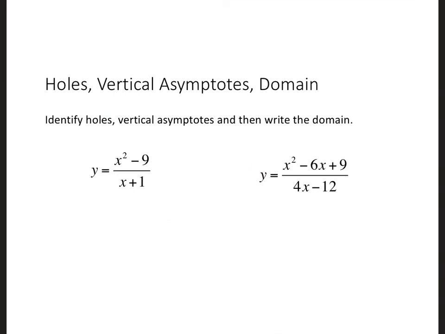Okay, the next two problems we're going to try mostly on our own. First thing I want you to do, step 1, is to factor. So can you pause the video and factor both of these rational functions? We'll start with number 1 and then number 2.